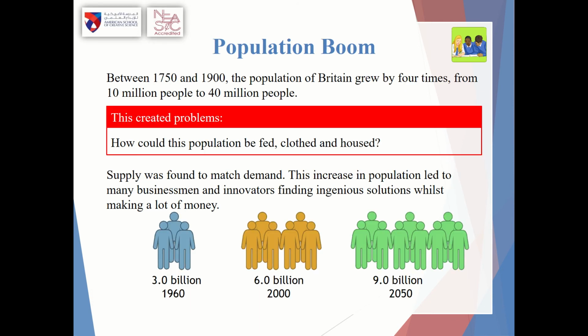So the first factor was the population boom. Between 1750 and 1900, the population of Britain grew by 4 times, from 10 million people to 40 million people. This created problems. How could this population be fed, clothed, and housed? Supply was found to match demand. This increase in population led to many businessmen and innovators finding ingenious solutions whilst making a lot of money.